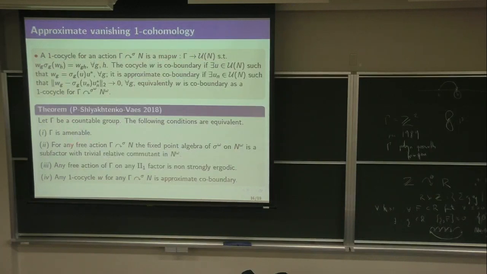And the key point here for this equivalence is this point 2. That in fact, these are also equivalent to the fact that for any free action of gamma, the fixed point algebra of sigma omega on N omega is a subfactor with trivial relative commutant in N omega. And I would say it's unexpected.